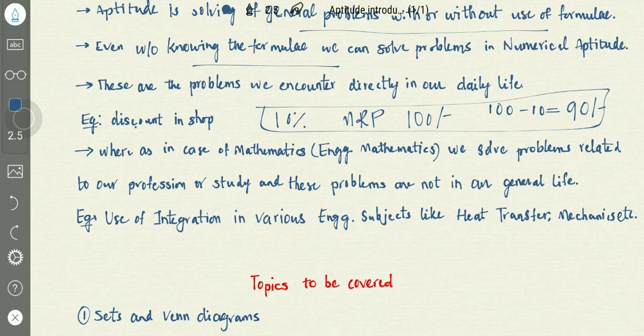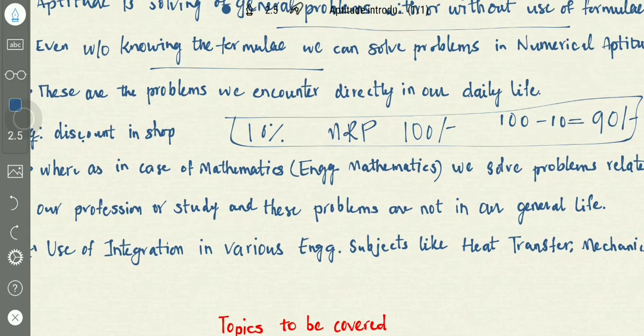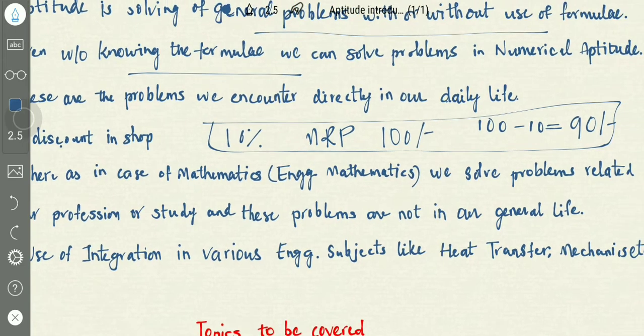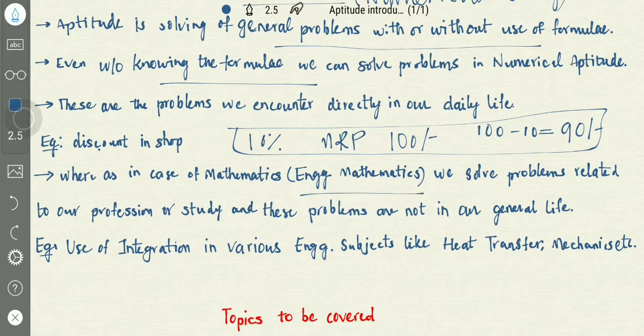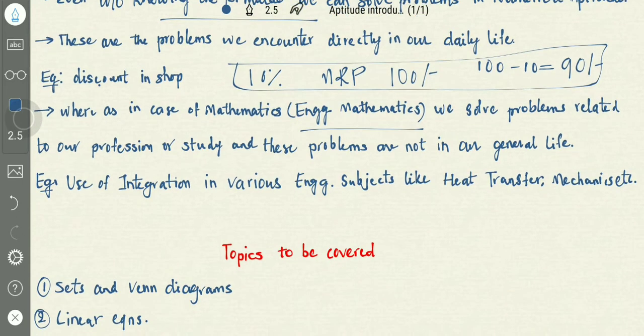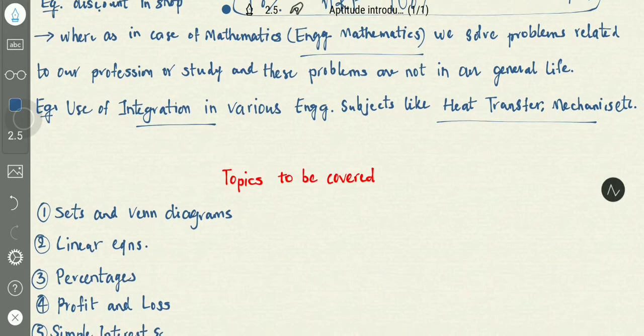But aptitude, numerical ability, is a branch of mathematics. In general, in engineering mathematics, we solve problems related to our profession or study, which means we are studying engineering here. Specifically in engineering we use integration, differentiation, and partial differentiation. We use these types of operations in every subject based on engineering, like heat transfer, mechanics, etc.